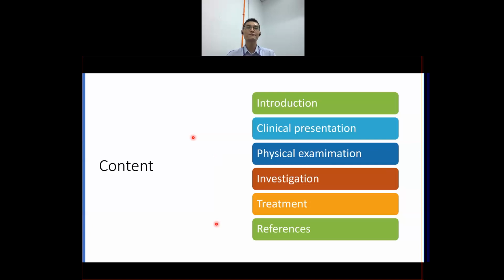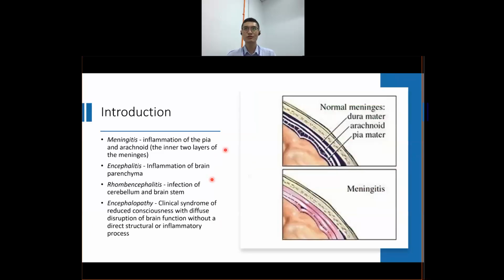So, before we start, it is prudent to understand the definition of the terms that we are going to use in our subsequent slides. So, meningitis and also encephalitis. If you recall the anatomy of the brain meninges that you have learned during year one, I remember it using the mnemonic DAP, like the political party. On the outermost layer, it is the dura mater, D, followed by arachnoid mater, and closest to the brain parenchyma, it is the pia mater.